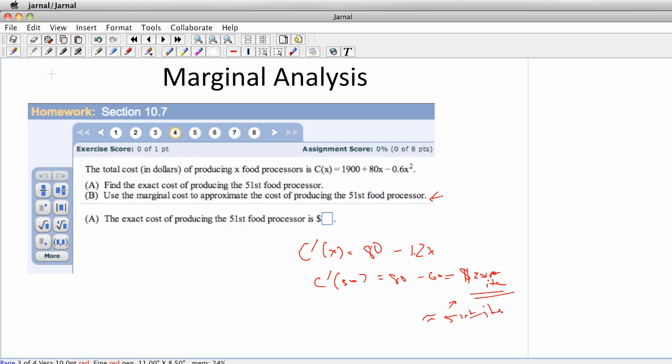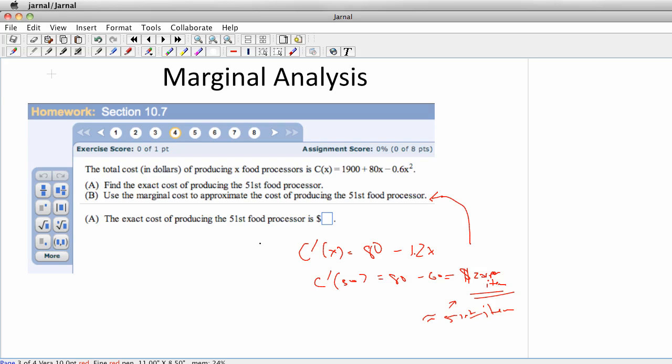If I say that when I get to a production level of 50 items my cost is $20 per item, that means the next item I produce, I'm expecting it will cost me $20. So that would be an approximation. $20 per item is our marginal cost. That would be an approximation of the cost of the 51st item. So that's the answer to part B.